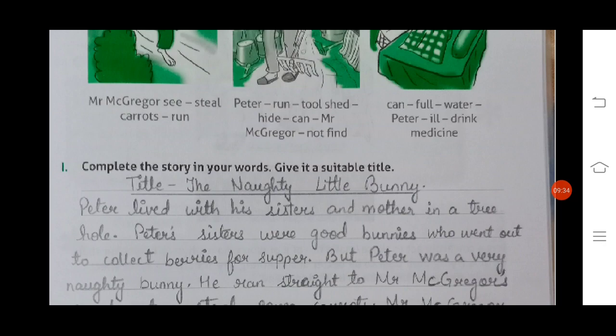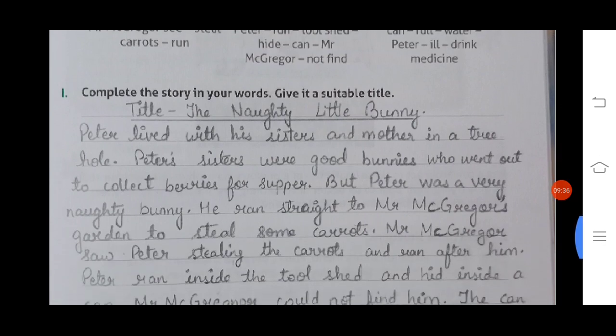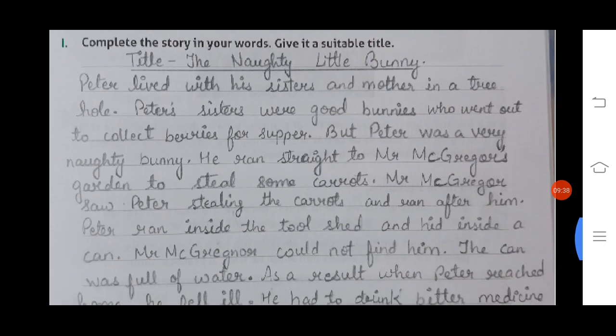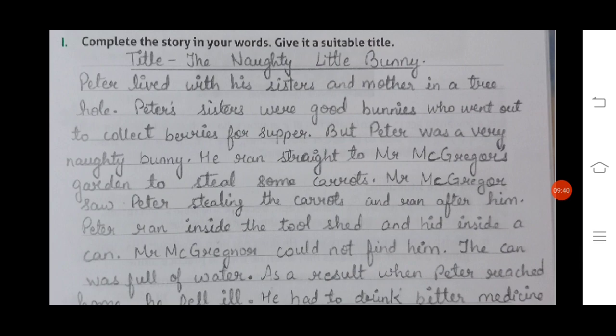So with the help of these words, you have to complete the story and you have to give it a suitable title also. So the title is The Naughty Little Bunny. Okay, and the story can be just as I have written.